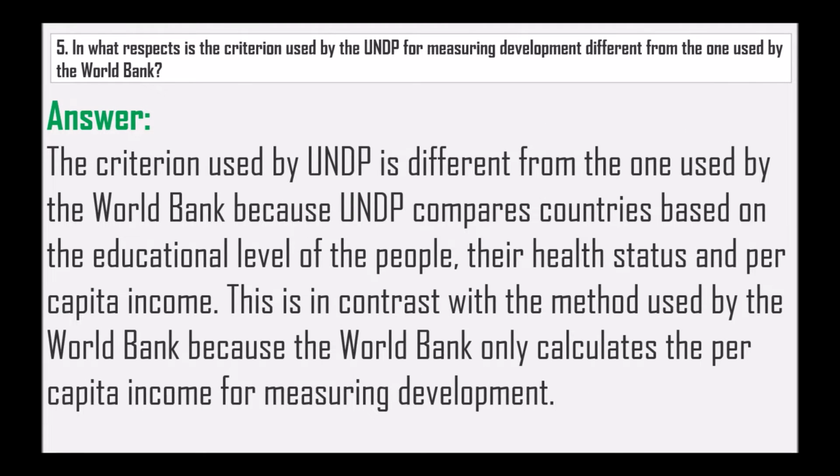Next, in what respects is the criterion used by the UNDP for measuring development different from the one used by the World Bank? The criterion used by the UNDP is different from the one used by the World Bank because UNDP compares countries based on the educational level of the people, their health status and per capita income. This is in contrast with the method used by the World Bank, because the World Bank only calculates the per capita income for measuring development.